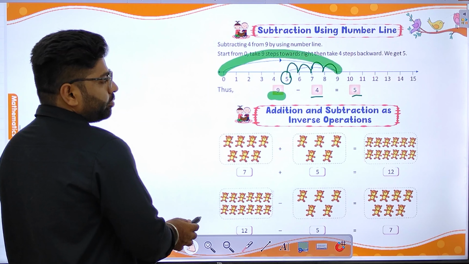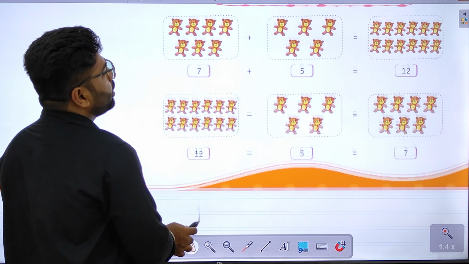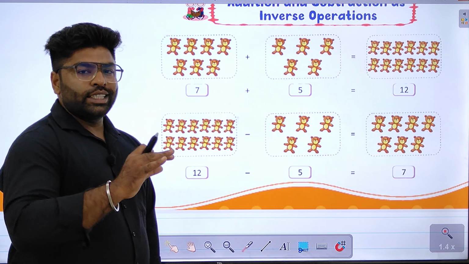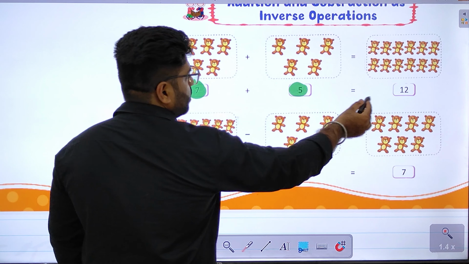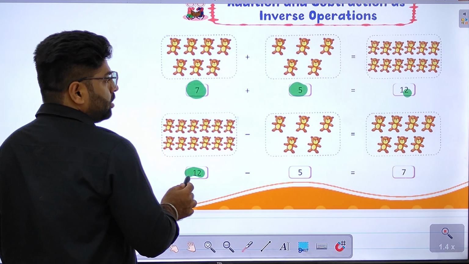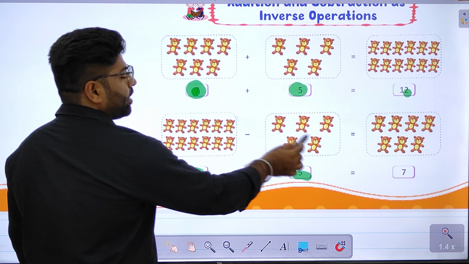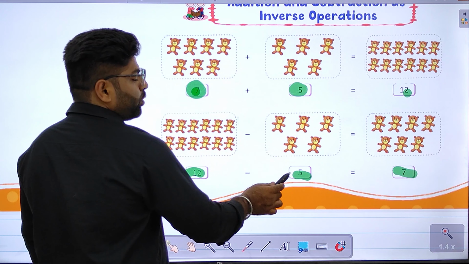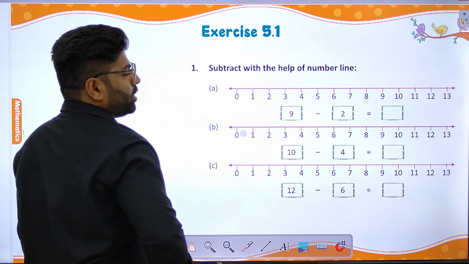Next we are having addition and subtraction as inverse operations. That means the inverse operation works between addition and subtraction. Just like, see, if we add 7 plus 5, that is 12. So 12 is the larger number. If we subtract 5 from this number, then we will get 7 as the answer. If we subtract 7 from 12, then we will get the other answer. This is the inverse operation.